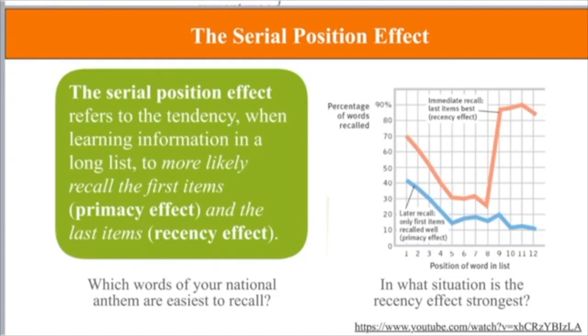So when we look at this graph, you can see the blue line here, right? If you're called back a certain amount of time after remembering a list of words, you're more likely to remember those first words. Whereas in this red line, that immediate recall, you're more likely to remember the words that were said last.